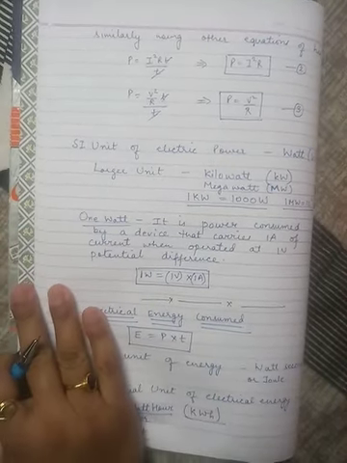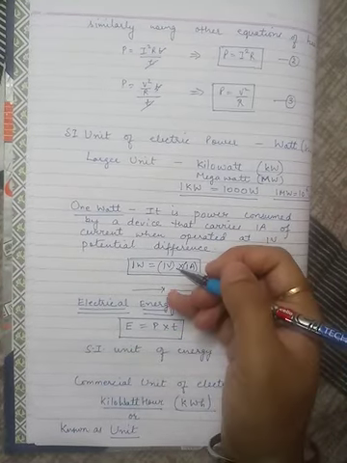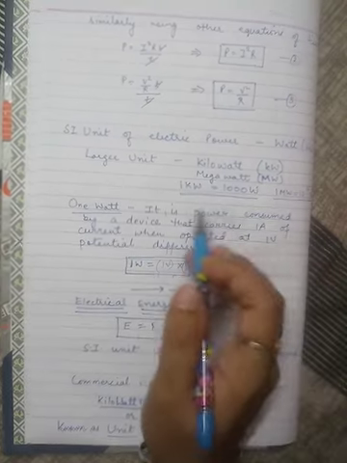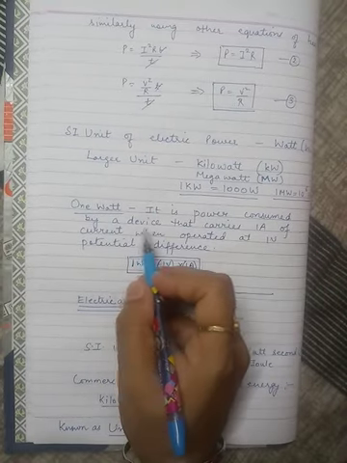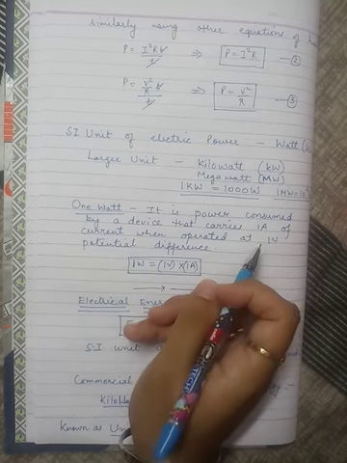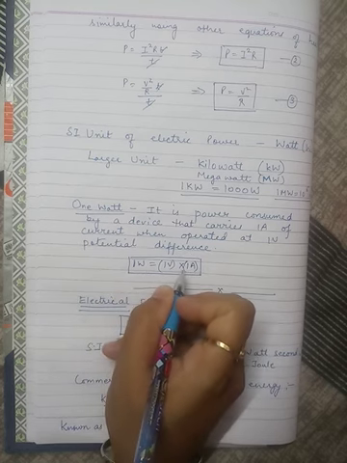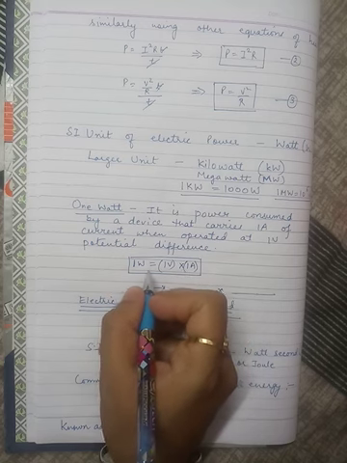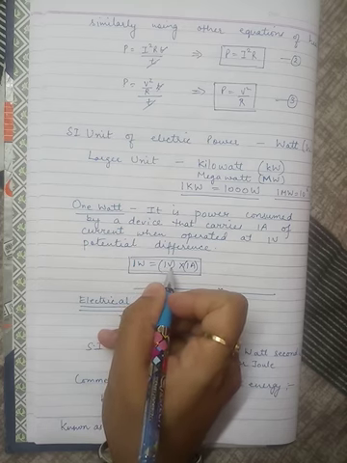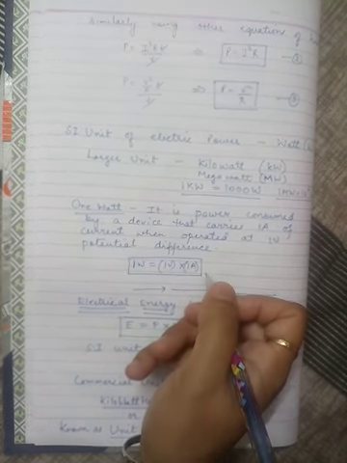Now what is 1 watt? As we have defined 1 ampere, 1 ohm, and 1 volt, similarly we can define 1 watt over here. It is nothing but the power consumed by a device that is carrying 1 ampere of current when operated at 1 volt of potential difference. It is written according to the basic formula P equals V into I, where P is power, 1 watt, V is 1 volt potential difference, and I is 1 ampere of current, right?